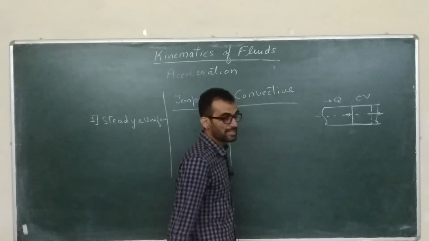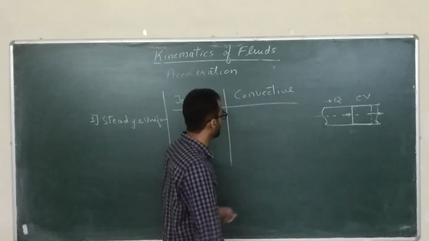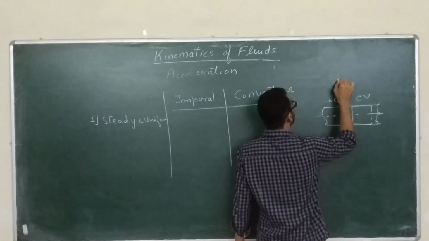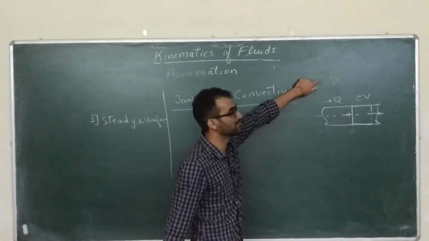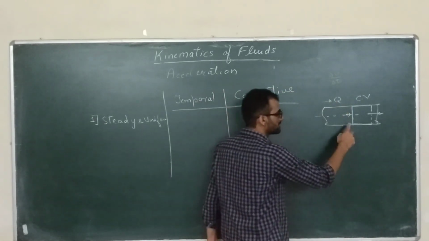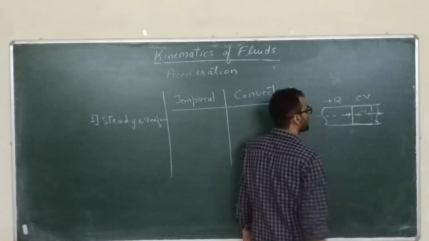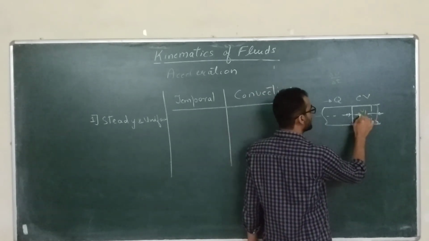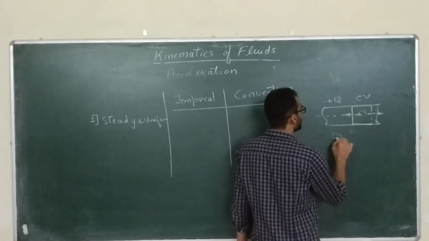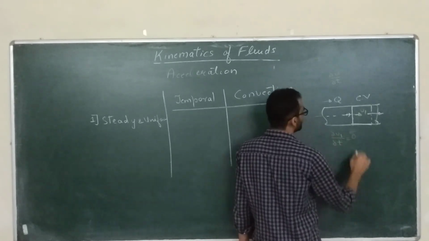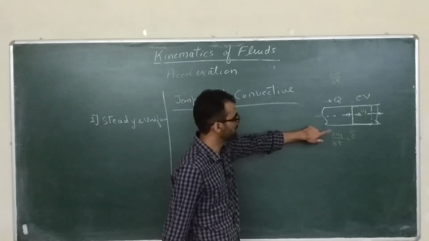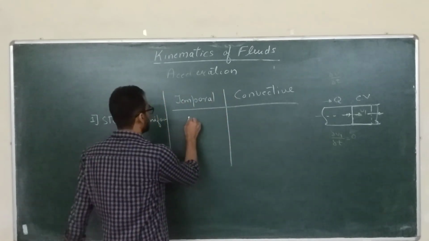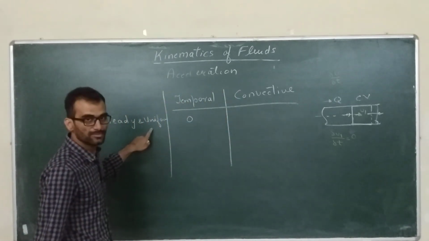Now for temporal acceleration, what is the criteria? Temporal acceleration is del u by del t, the rate of change of velocity with respect to time. So is it happening in this case? You measure the velocity here, u1, but it is a steady flow, isn't it? If it is a steady flow, the velocity at this location will not change with respect to time. So it will be 0. Rate of change of velocity with respect to time will be 0. So temporal acceleration will be 0 in this type of flow, steady and uniform.